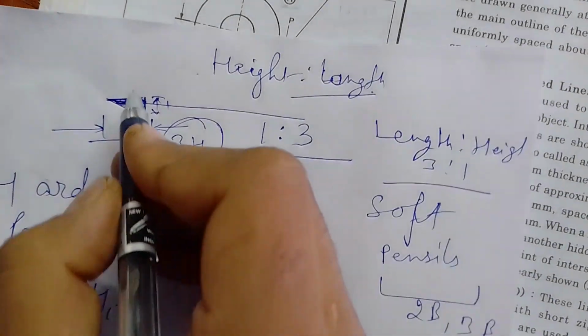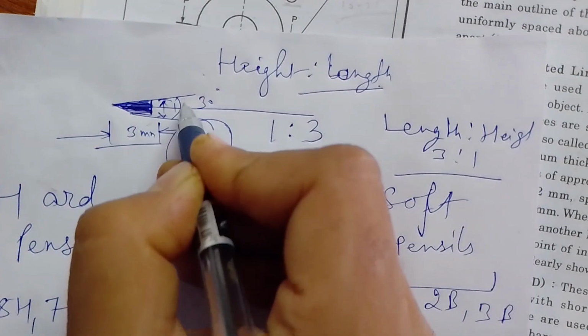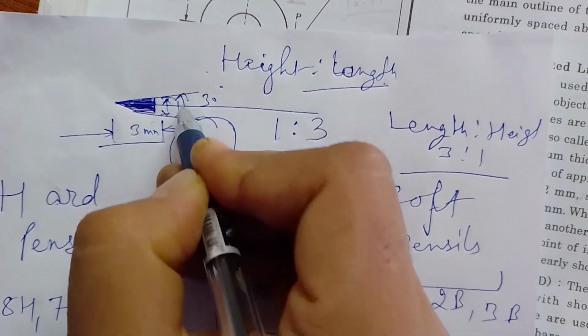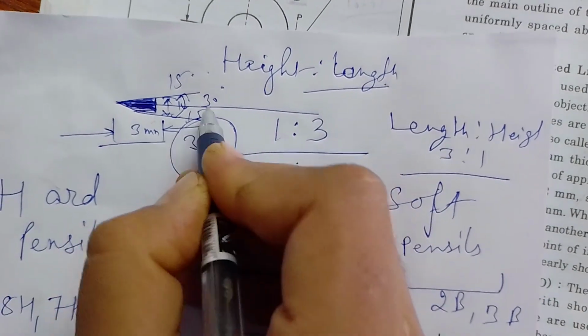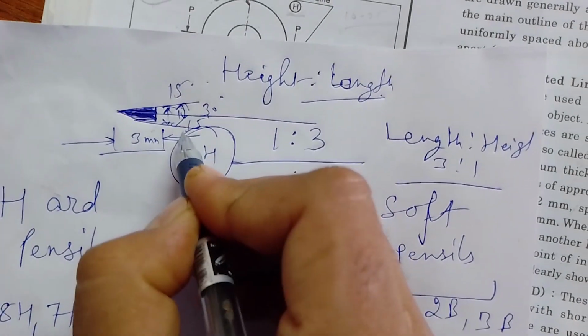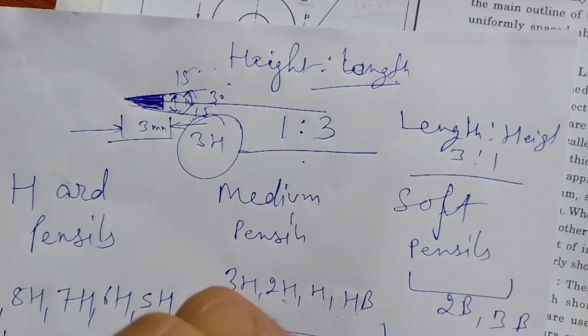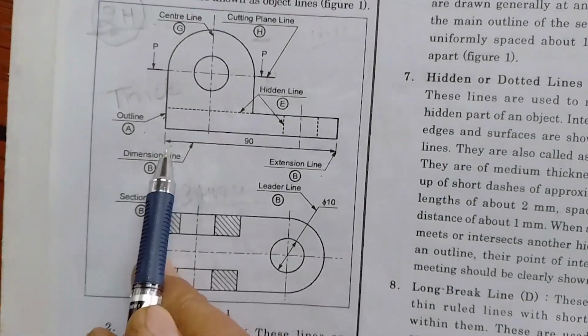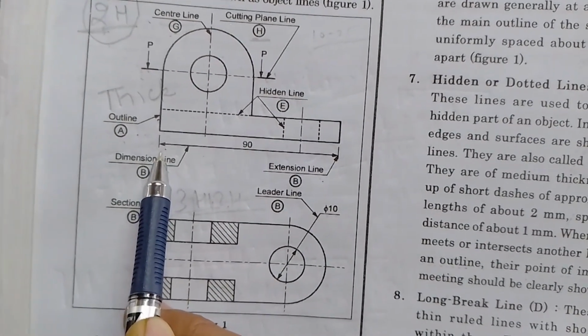And the included angle here is a 30-degree angle, 15 degrees above and 15 degrees below. Both angles are 15, so angle A plus angle B is 30 degrees. The total angle of this arrow is 30 degrees. So this is all about this arrow. MCQ can be asked from here.